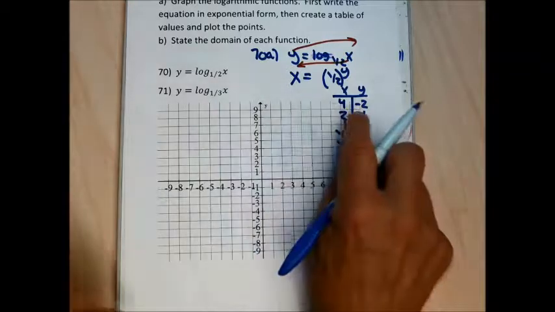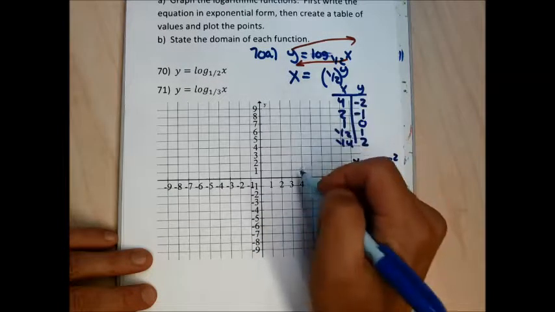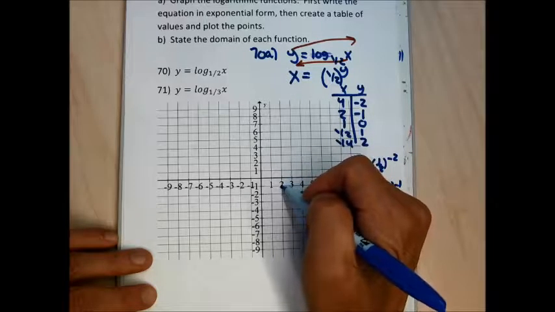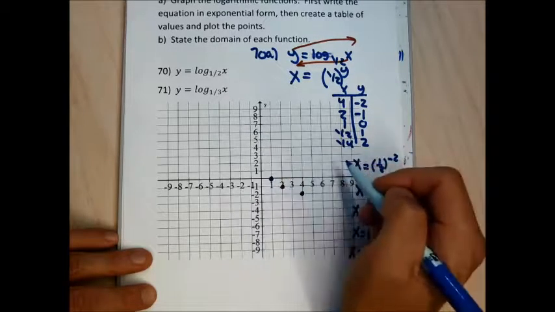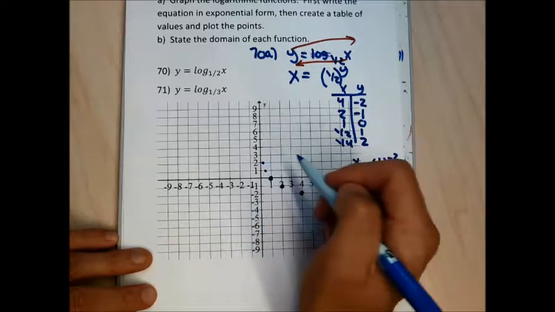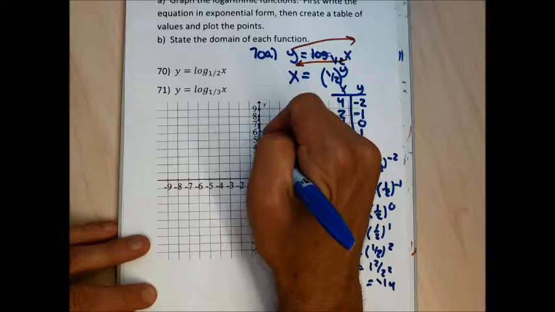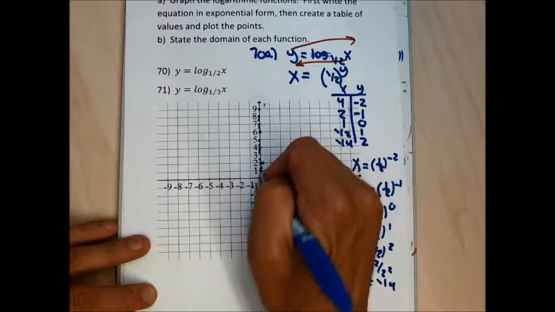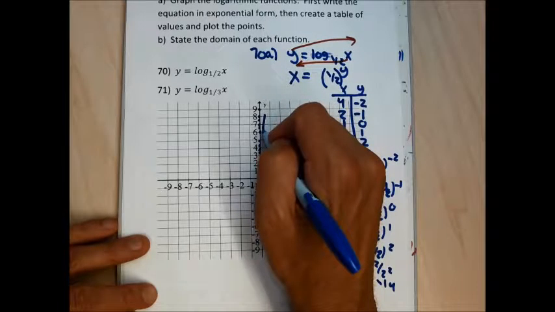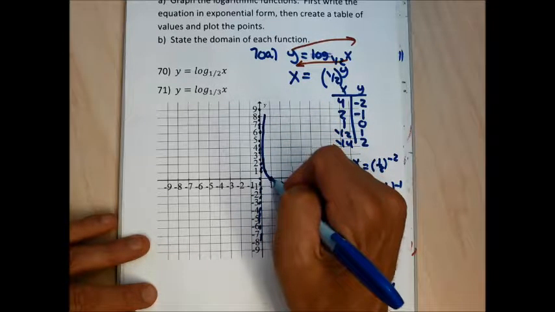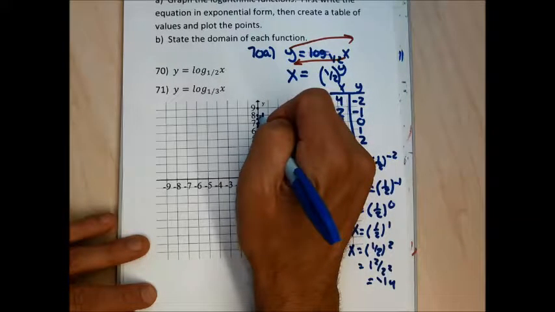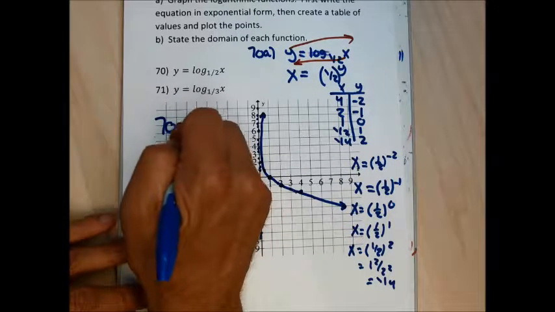So now I have my points. The first point is 4, negative 2. So the plot, that's easy enough. And then 2, negative 1, 1 and 0, 1/2 and 1, and then 1/4 and 2. Still, the y-axis is going to be a vertical asymptote. Unless you shift the logarithm left or right, you're not going to get a vertical asymptote other than the y-axis. So the graph's going to look something like that. So that's good enough for 70 part A.